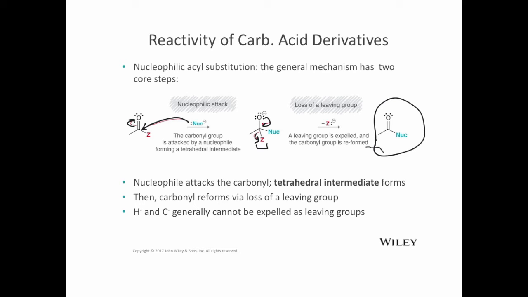So in this, the nucleophile attacks and you form what's called a tetrahedral intermediate, because this carbon is tetrahedral. It has 4 groups attached to it. And then the carbonyl reforms itself while expelling the Z group.